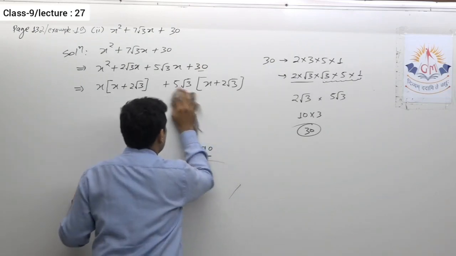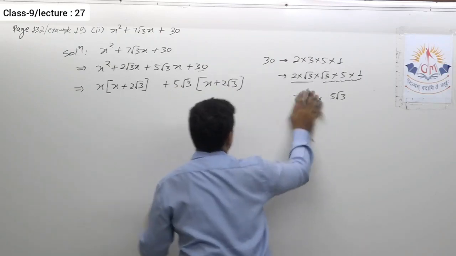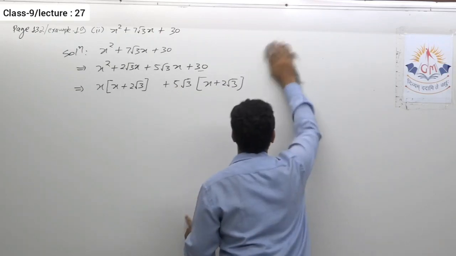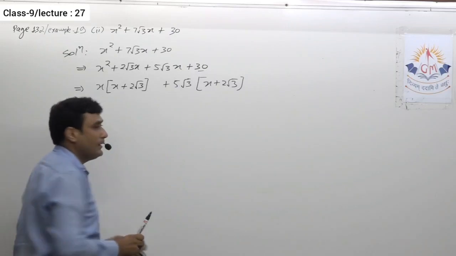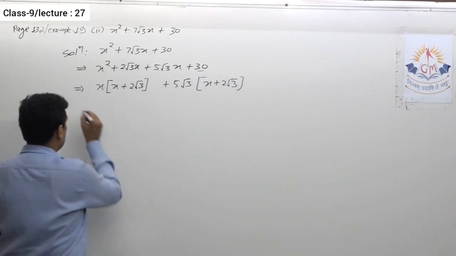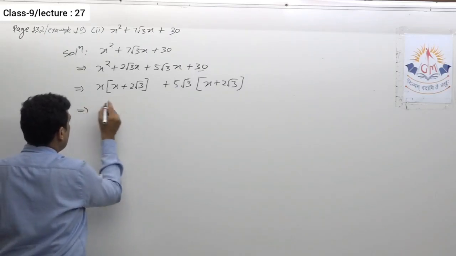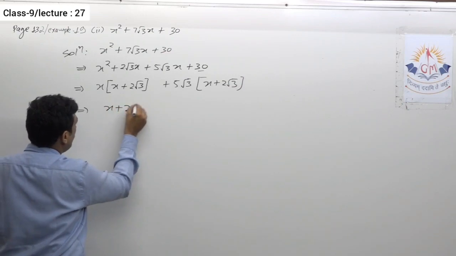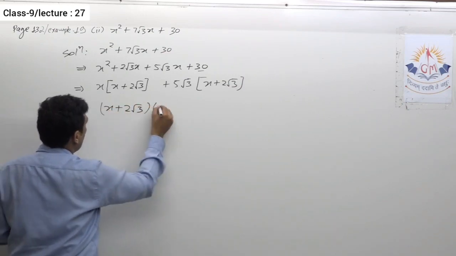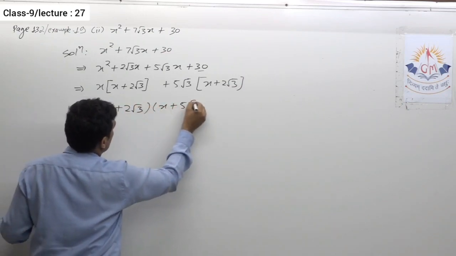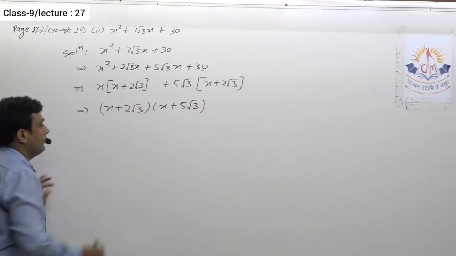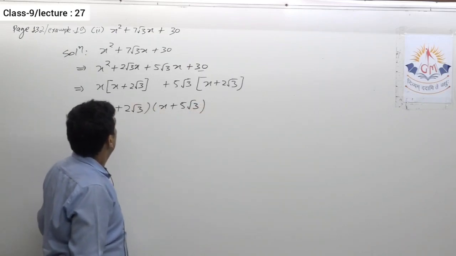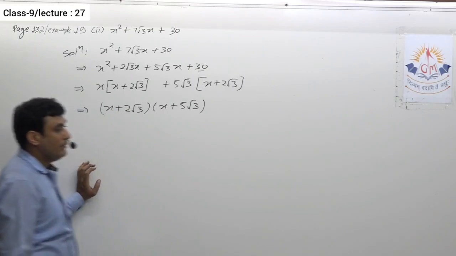So here is the last step, almost the last step we can say. When I got this common from the first and the next two, there is nothing left in that question after that. So now I can take x plus 2 root 3 common, and x plus 5 root 3. So these are the factors of the given expression. So please note it down.